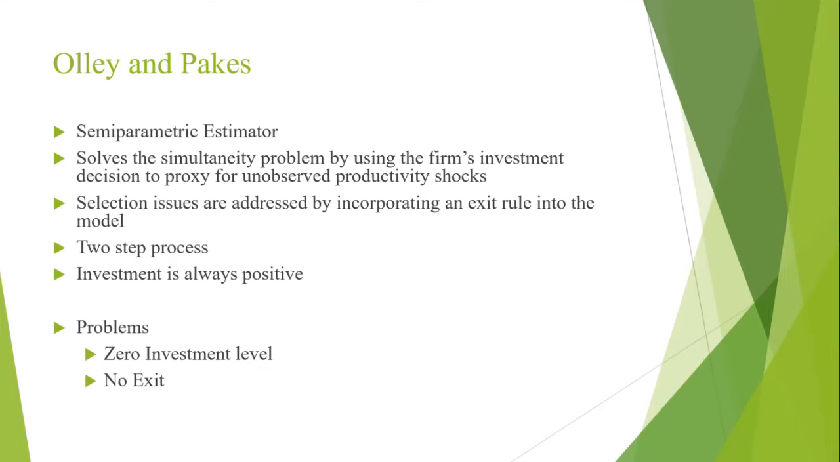First thing is the OLE and PEX methods. OLE and PEX have given a semi-parametric estimator. They are solving this simultaneity problem using the firm's investment decision to proxy for unobserved productivity shocks. Then there are selection issues, of course, that are still there. They are taking the exit rule into the model. This is a two-step process, and they are taking only firms where investment is positive. They are removing wherever there is zero investment or there is no exit of firms.